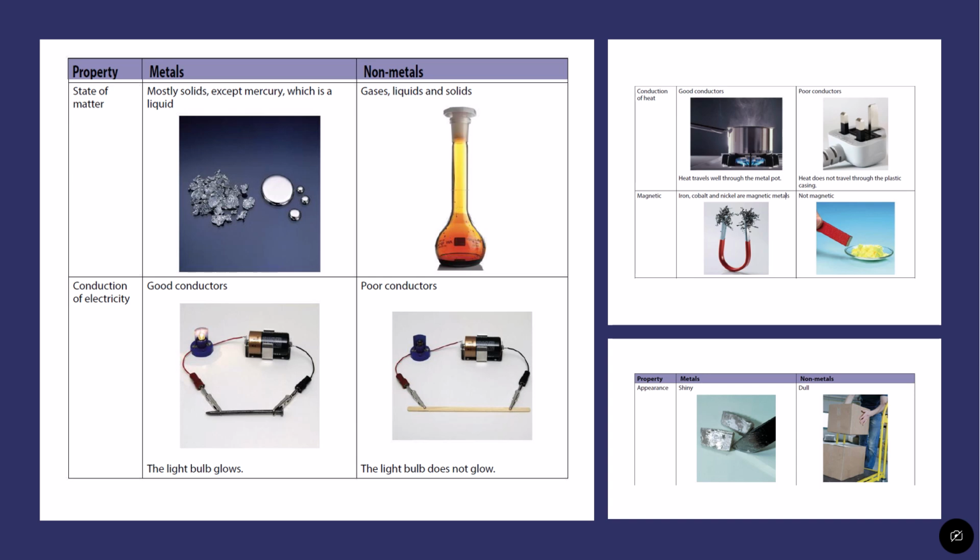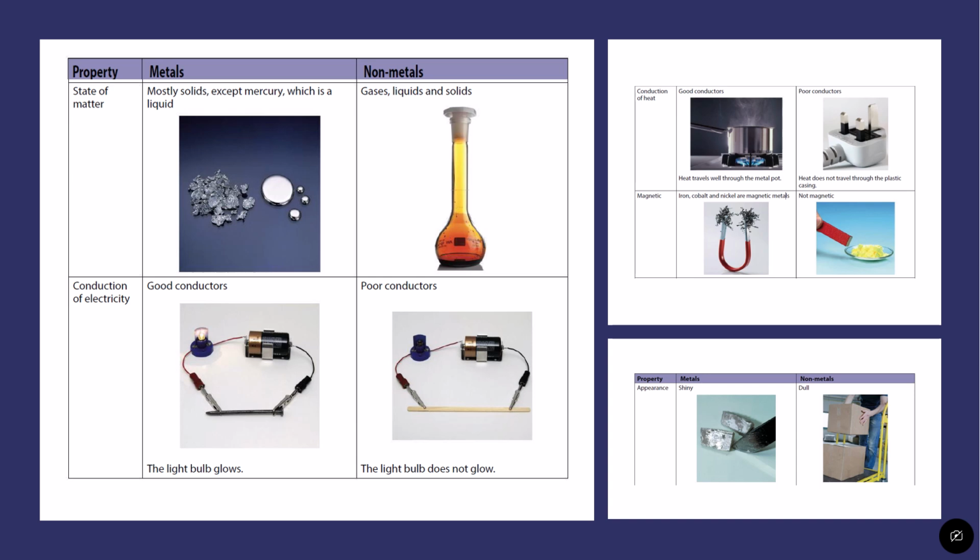But if we look at the poor conductor of electricity, which is a wooden stick under non-metals, you see that the light bulb doesn't light up. That's because wood is not a good conductor of electricity, so it's regarded as a non-metal. Now, let's look on the right-hand side. We can see the pot boiling. So the property we're looking at is conduction of heat.